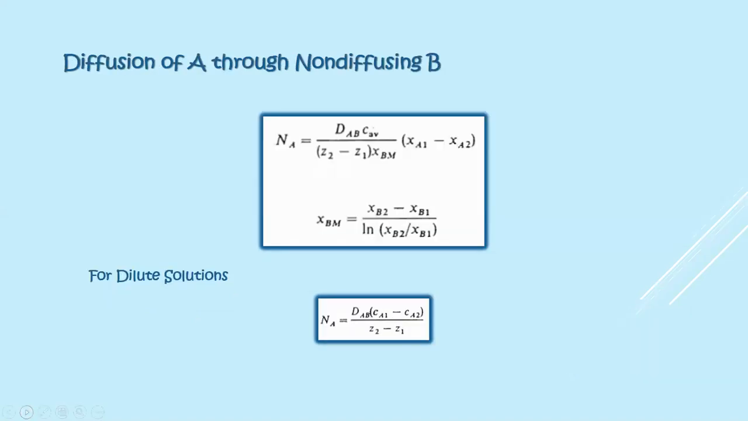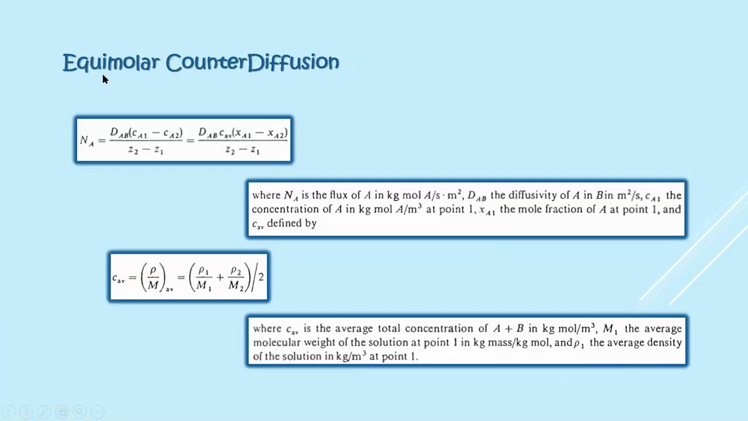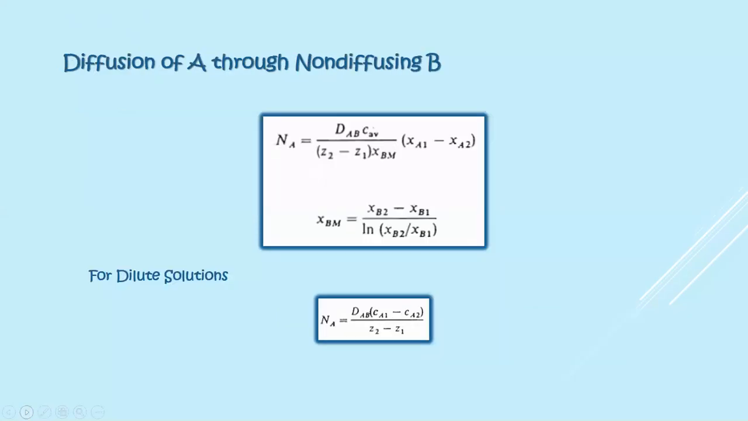Now, as for diffusion of A through non-diffusing B, the previous one is the case wherein there are equal amounts of A and B diffusing in both directions, counter diffusion. So meaning if A is going to the right, B is going to the left, or the direction is counter to that of A, and it's equivalent. So it says equimolar counter diffusion. In here, we have the diffusion of A through a non-diffusing B. Most of the time, this B, if it's non-diffusing, is stagnant B, non-moving.